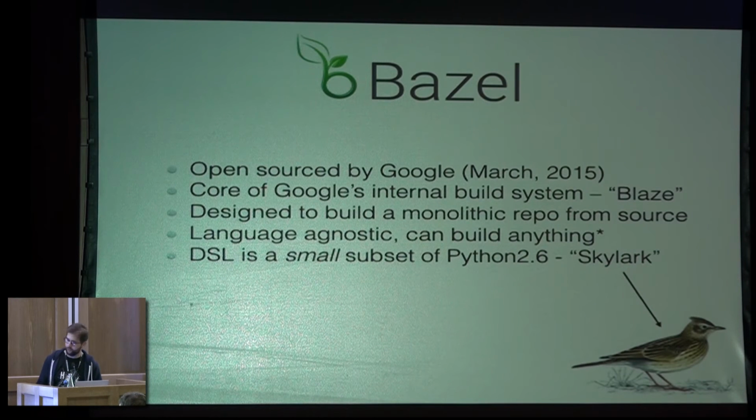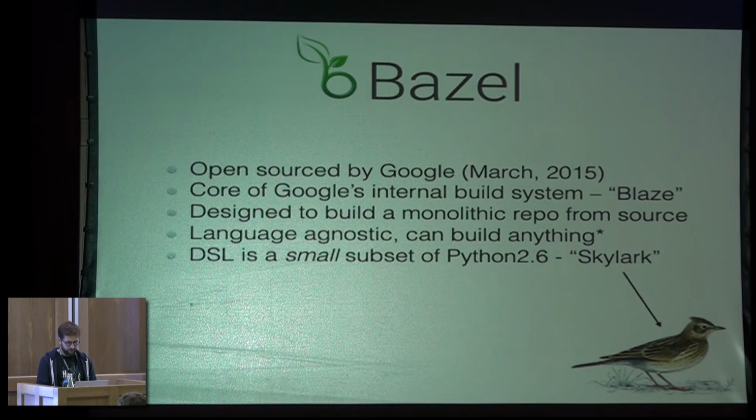So now we're going to switch to Bazel. Bazel is basically an open source build system. It was open sourced by Google, I think in March 2015. As Google says, it's the core of their internal build system called Blaze, which they've been using for multiple ages. So it's stable and rock solid.